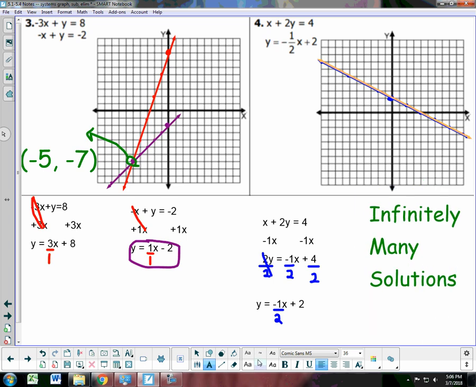So whenever you have the same line, that means you're going to have infinitely many solutions.